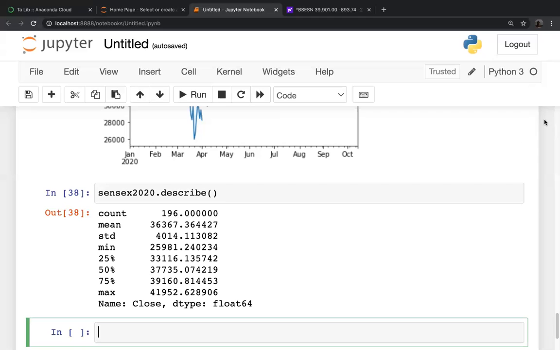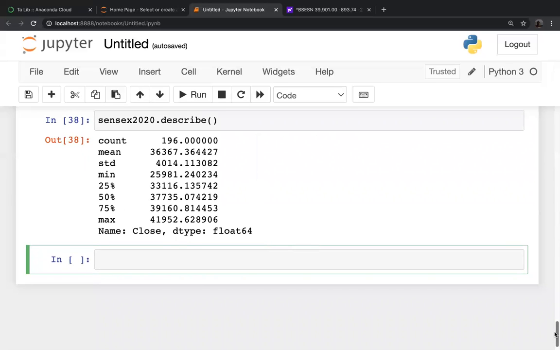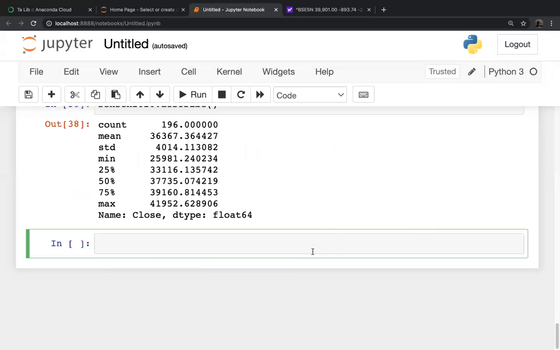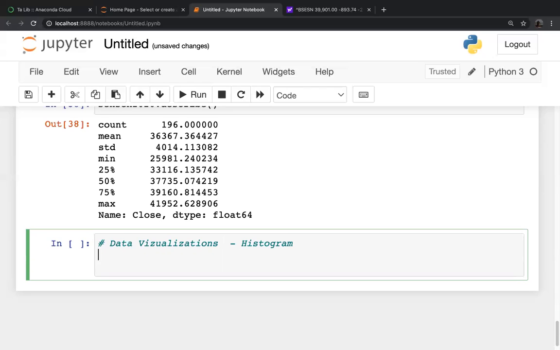All right. So we have done some basic analysis of our price data. Now you can also plot this data, the data visualization. The data visualizations are also very important in graph. We have done the line plot, right? Now, one of the most important plots is the histogram.